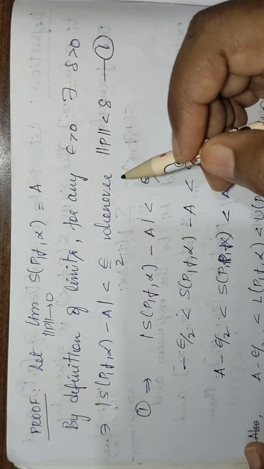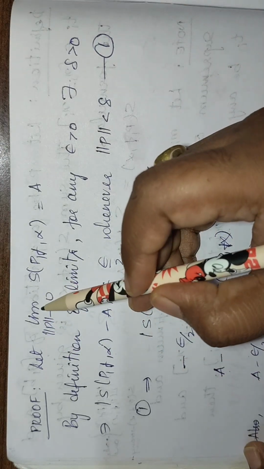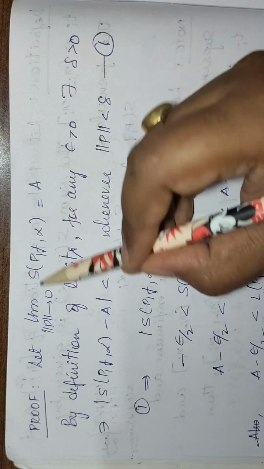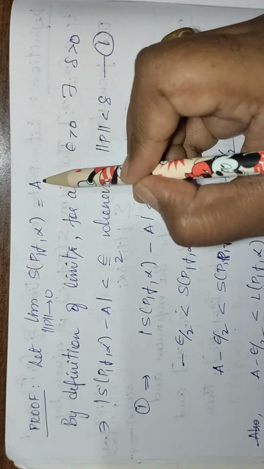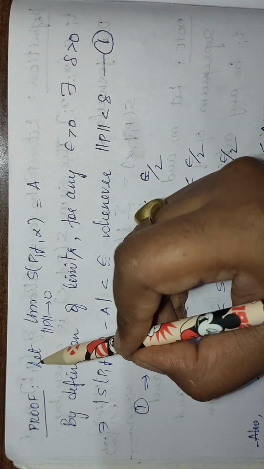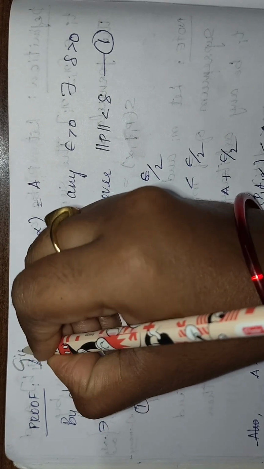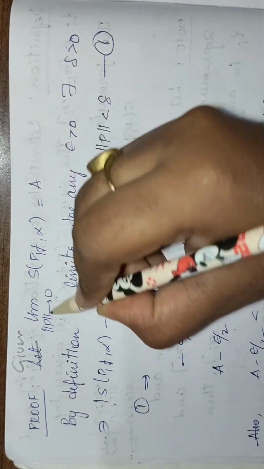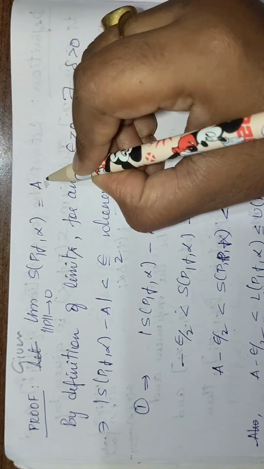So now let's get into the proof. What is given? The limit of S(P, f, alpha) as norm P tends to 0 is equal to A. So this is given, and we need to prove that f belongs to R of alpha. Given the limit of S(P, f, alpha) as norm P tends to 0 is equal to A, it is some finite real number.